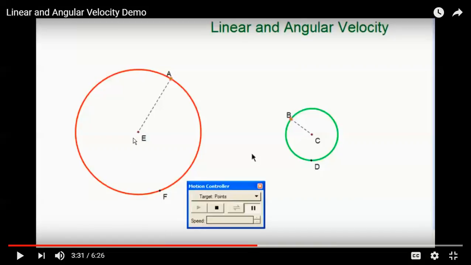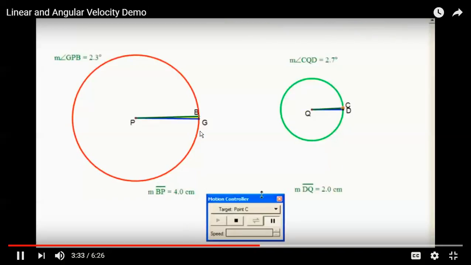Okay, so let's say that was 1 second. This point has gone 65 degrees per second. This one looks like it's gone about 120 degrees per second. They have two different angular velocities. Likewise, this one has gone through this distance, however many inches that is.